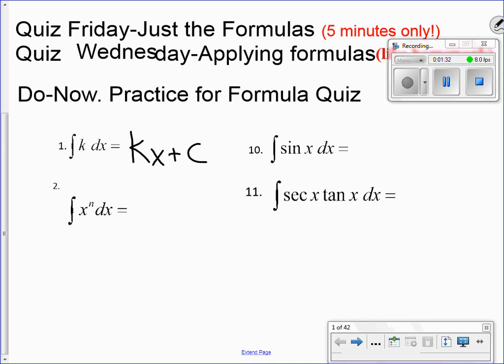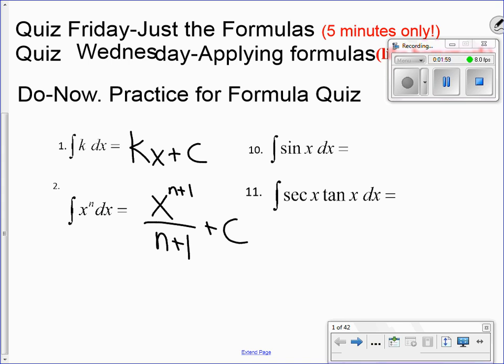Let's see. Number 2, the power rule. Who's got a hand up? X to the n plus 1 over n plus 1 plus c. Beautiful. And if you don't want to put it over the n plus 1, you put 1 over n plus 1 out front. Either way. Anyone 2 for 2 yet?